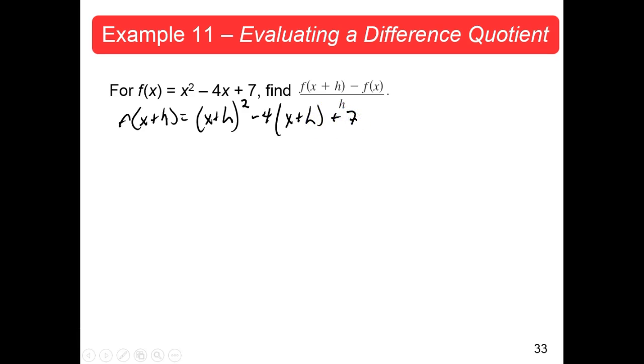Just like we did last time, we just plug in X plus H here. Okay? Now we got a little math to do. Isn't that fun? Okay? Does anyone know what X plus H squared is?